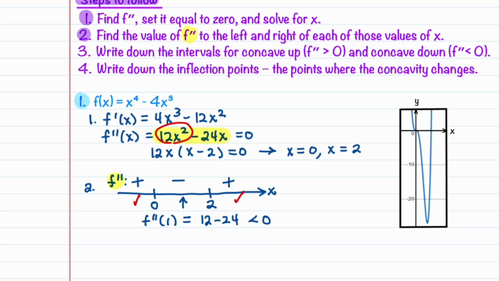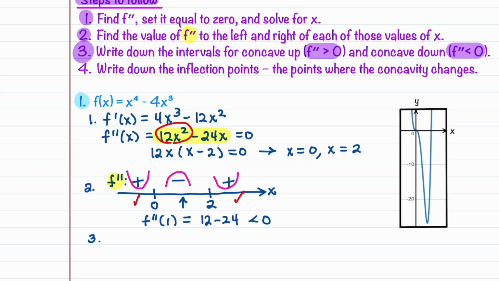Now let's look back up at our steps and look at step 3. We want to write down the intervals for concave up, that is when the second derivative is positive, or concave down when the second derivative is negative. I think it's easiest if we put a little graph on the number line that we've made. If we have a positive, it's concave up, and then we have concave down, and then we have concave up. Now it's really easy to write our intervals.